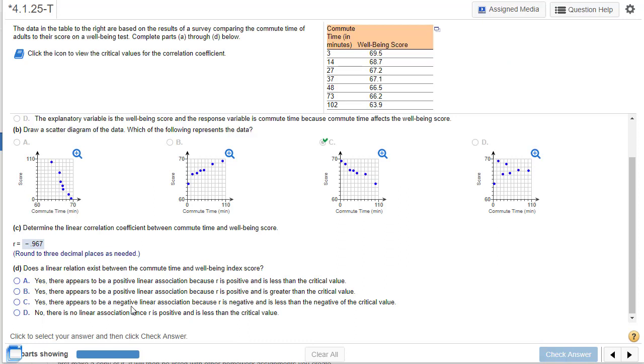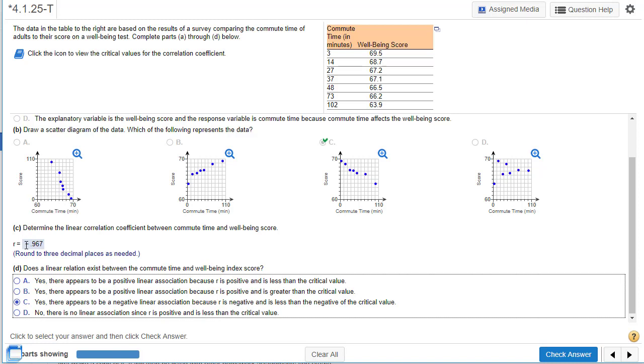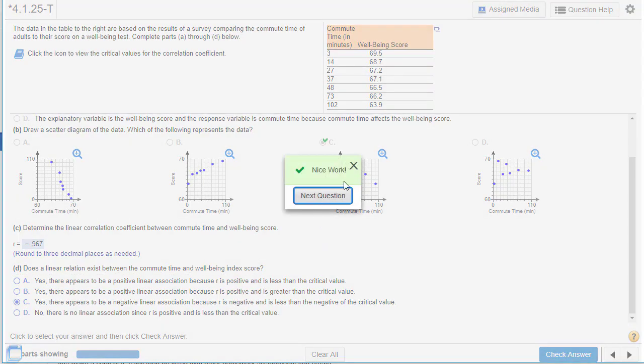So there appears to be a negative correlation. Yes, that's the only one that says negative. And we take the absolute value of the correlation coefficient, and the absolute value of negative 0.967 is positive 0.967. It is larger than their critical value. So let's see, that looks like it's good.